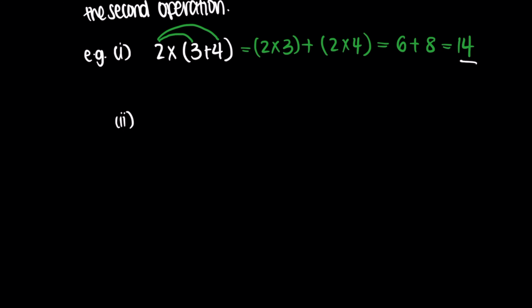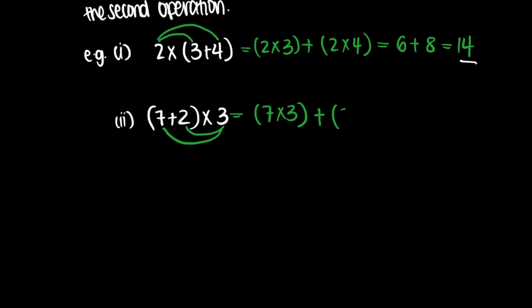Next example, open brackets, 7 plus 2, close brackets, multiplied by 3. In this one, the number 3 is going to be distributed to each number in the bracket. So it's 7 multiplied by 3, and we retain the plus sign between the numbers, and 2 multiplied by 3. When we work this out, we get 7 multiplied by 3, 21, plus 2 multiplied by 3, 6. And so 21 plus 6 is 27. Again, we could do this the normal way by working out what's in the brackets first. 7 plus 2, 9. And 9 multiplied by 3 is 27.